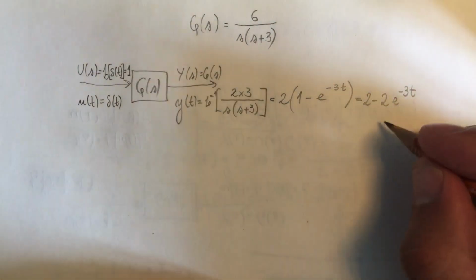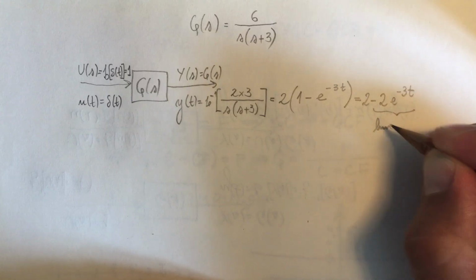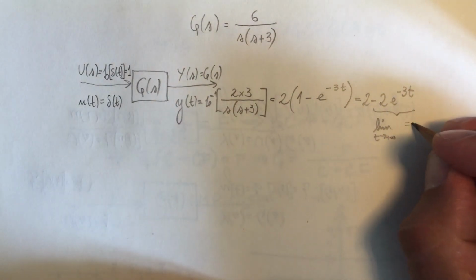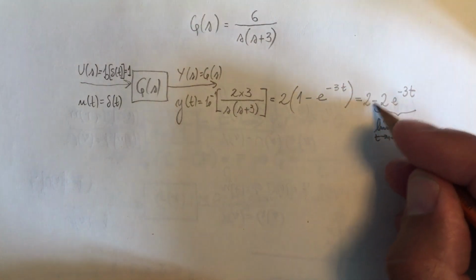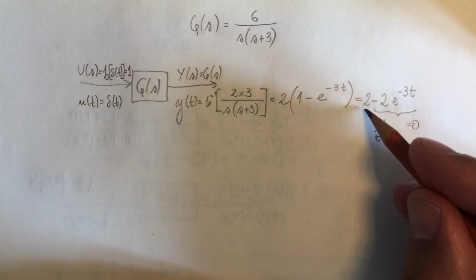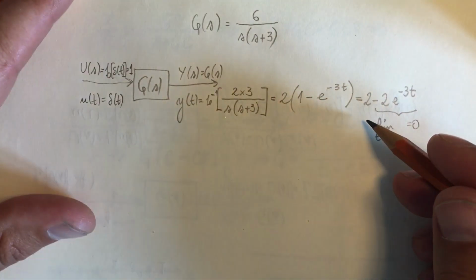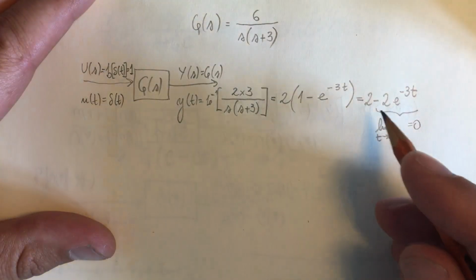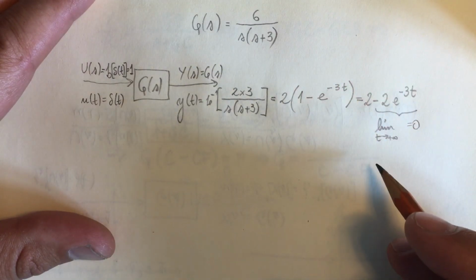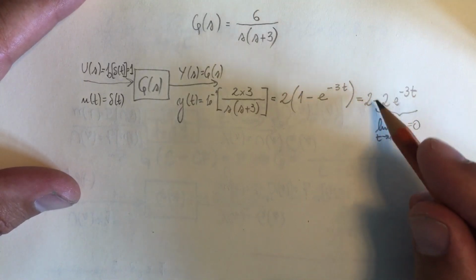This term here, as time increases, goes to zero. This term here does not. I call this the steady state response, the part of this response that does not go to zero as time increases. This is the transient response.